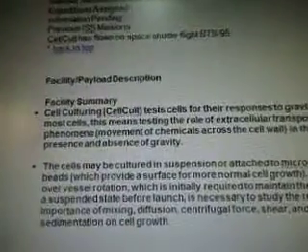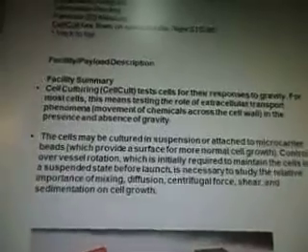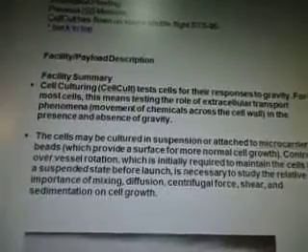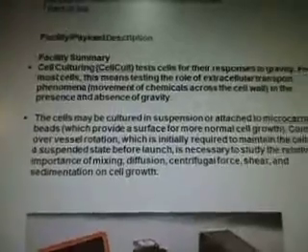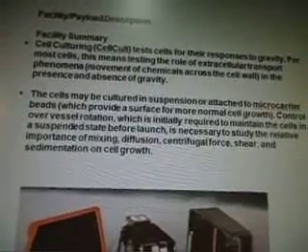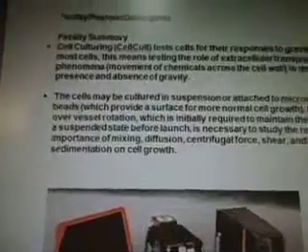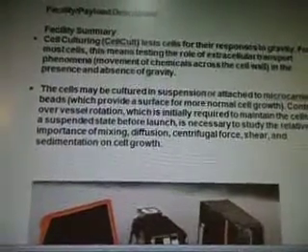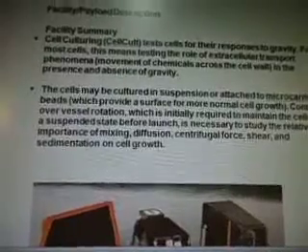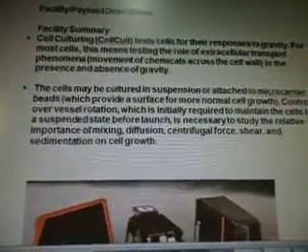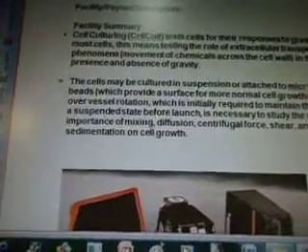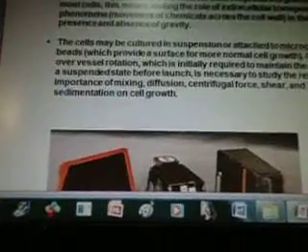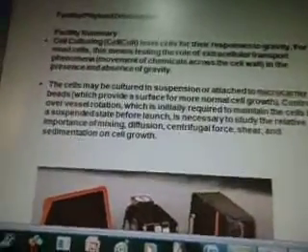The cell culturing cell cult tests cells for their responses to gravity. For most cells, this means testing the role of extracellular transport phenomena, movement of chemicals across the cell wall, in the presence and absence of gravity. The cells may be cultured in suspension or attached to microcarrier beads, which provide a surface for more normal cell growth. Control over vessel rotation, which is initially required to maintain the cells in a suspended state before launch, is necessary to study the relative importance of mixing, diffusion, centrifugal force, shear, and sedimentation on cell growth.